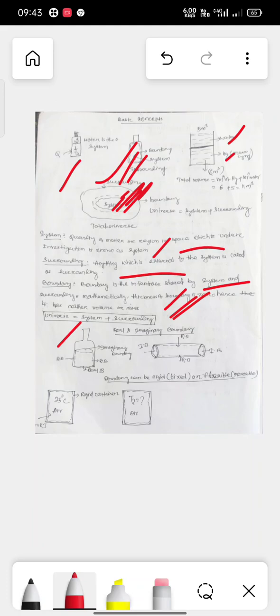Next class we will talk about what is a real boundary and what is an imaginary boundary. Okay. Thank you.